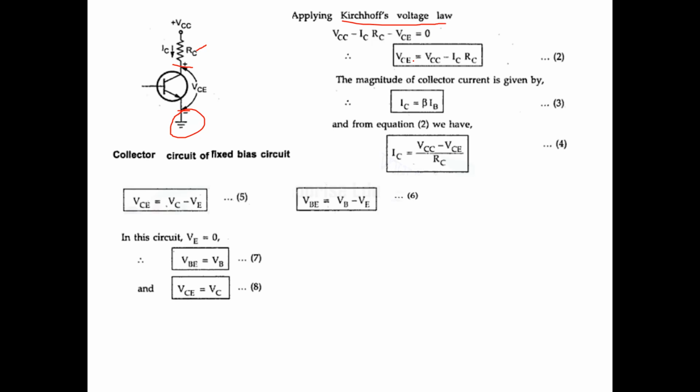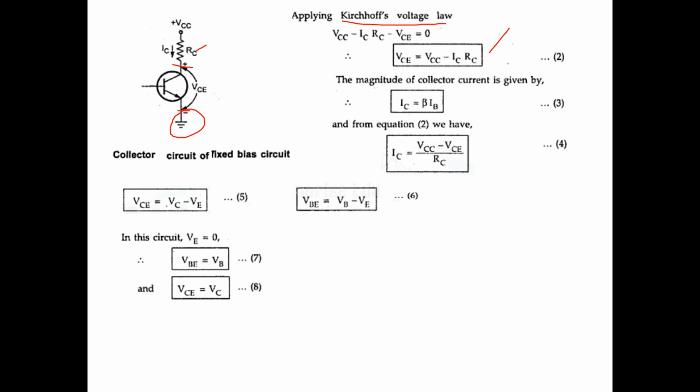Then what is the VCE, the collector to emitter voltage? It means VCC minus IC RC. This is the formula. The magnitude of the collector current is given by IC equal to beta IB, the relation of the collector current and base current in the common emitter configuration, because in the common emitter configuration the output current is the collector current and the input current is the base current.